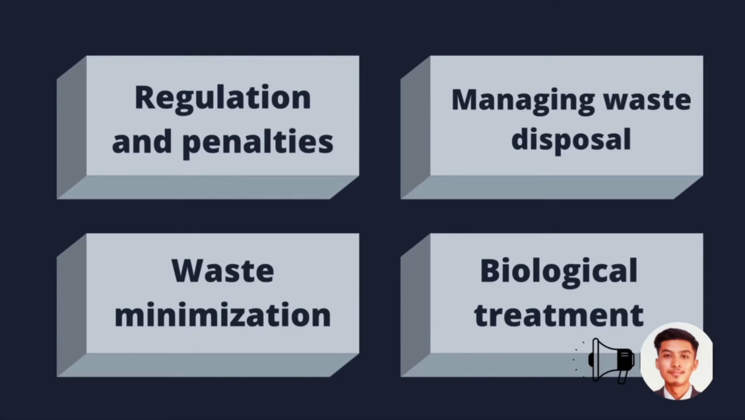of actions. First is regulation and penalties. Strict penalties should be imposed on industries that deliberately refuse to comply with existing laws and regulations governing chemical discharge. Action on the worst polluters and better enforcement of environmental laws with harsher penalties or punishment may serve as a wake-up call to the industry about their commitment to protecting the environment and public health. Second is managing waste disposal.